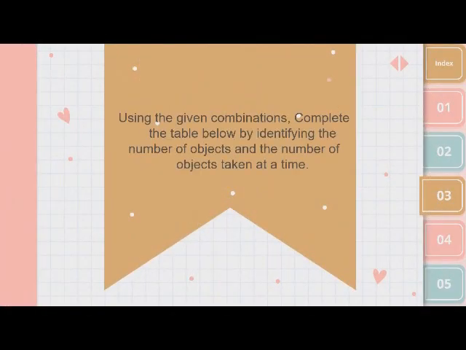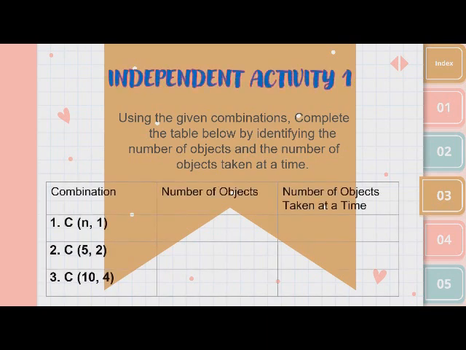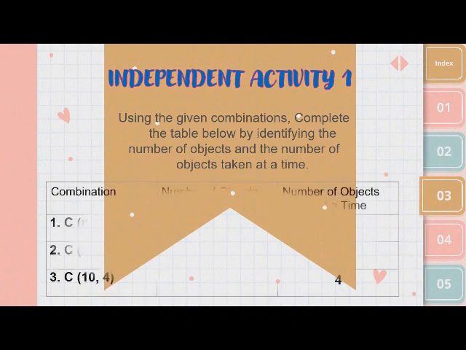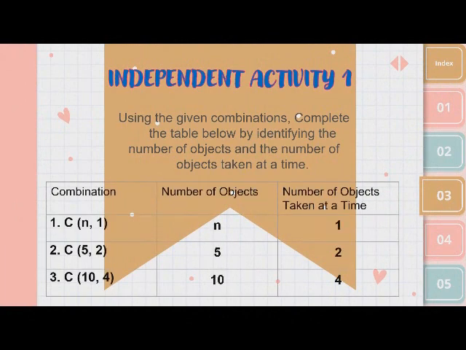So let's have this one. Using the given combinations, complete the table and just find the n and r. So it's so easy, right? But this time, we'll just take off the notation. So the number of objects is n. Then we have r is 1. We have 5, 2, 10, 4. Easy, right?